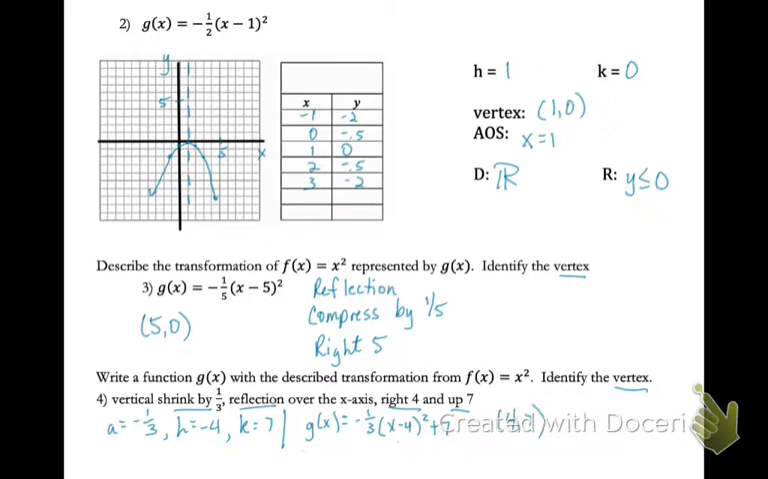And then to identify the vertex, that's the h and the k value. So you think, what value is being subtracted? 4. So our vertex is at positive (4, 7). All right, that concludes our teacher talk on concept 6.